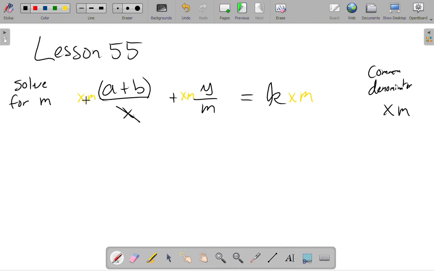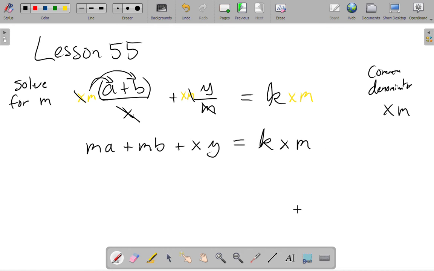I then cancel the things that will cancel. And then I do my multiplication. M times A, M times B, so I have MA plus MB. X times Y, so plus XY equals KXM. So that step of multiplying by the common denominator eliminates all the denominators.